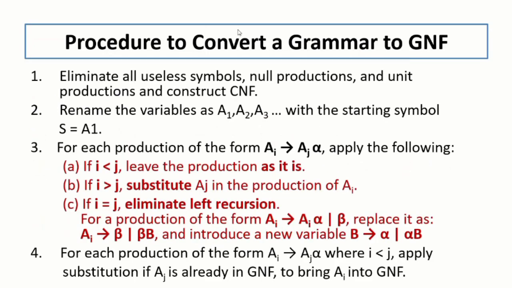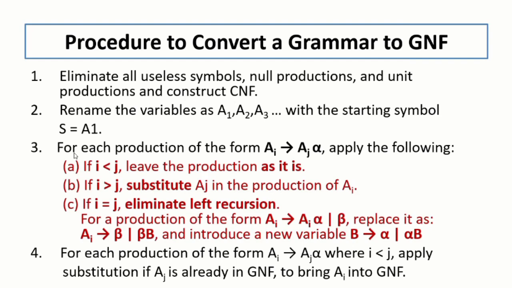Next, the procedure to convert a context-free grammar to Greibach normal form. In step 1, eliminate all useless symbols, null productions and unit productions from the grammar and construct Chomsky normal form. Step 2, rename the variables as A1, A2, A3 for consistency. Always let the start symbol be A1.